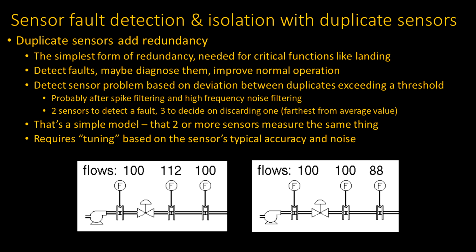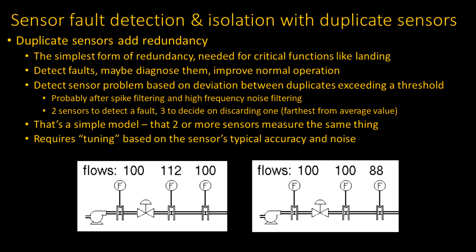So how do you tell what's going on? Well, you look for deviations between the duplicate values. You look for them to exceed some kind of threshold. Again, a tuning parameter. You have to enter that based on your sense of what the normal noises are and so on. You probably do this after you've done your spike filtering and really high frequency noise filtering.